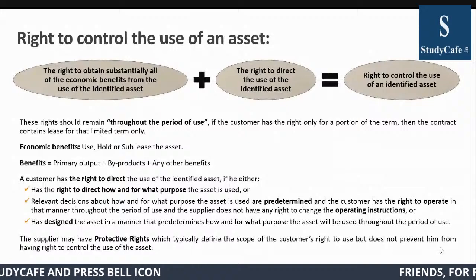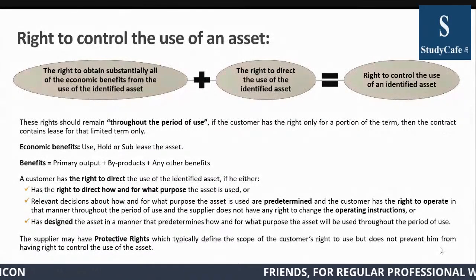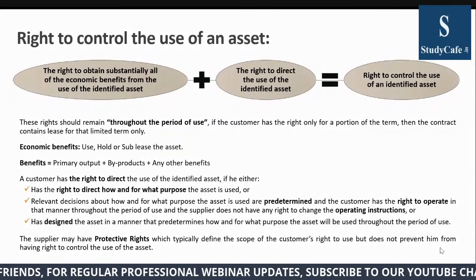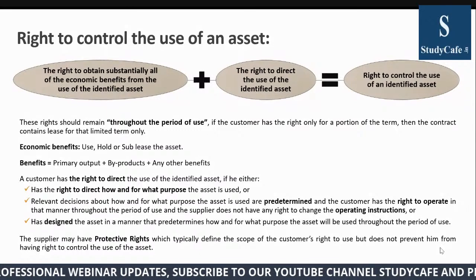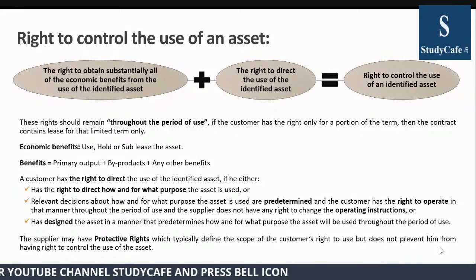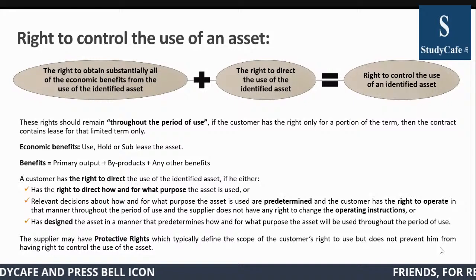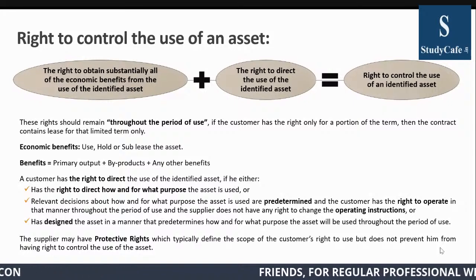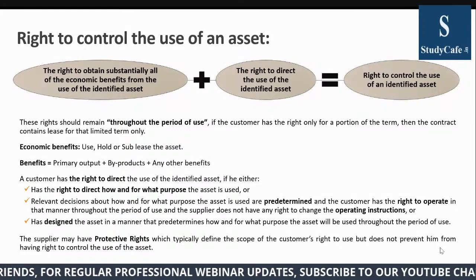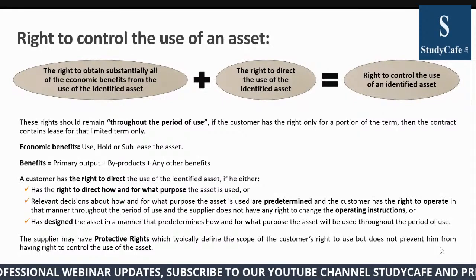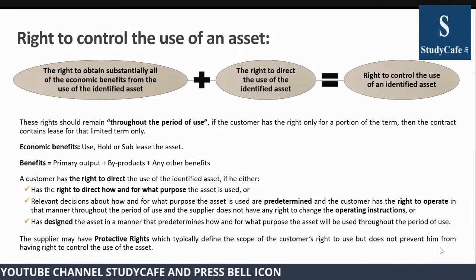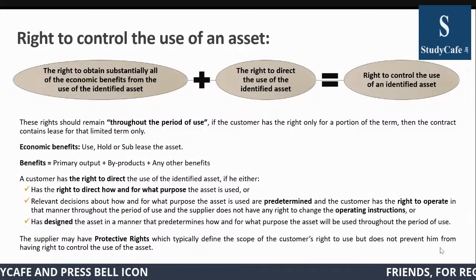So basically, the decisions are predetermined and the lessee has a right to operate as per those instructions, and the lessor has no right to alter or change those operating instructions. If this is the case, then also we can say that the lessee has a right to direct the use. And also, if the asset has been designed by the lessee for its own use only, like a customized asset, which can be used by the lessee only, in that case also we can say that the lessee has a right to direct the use. So we need to assess this depending upon the facts and circumstances of the case.